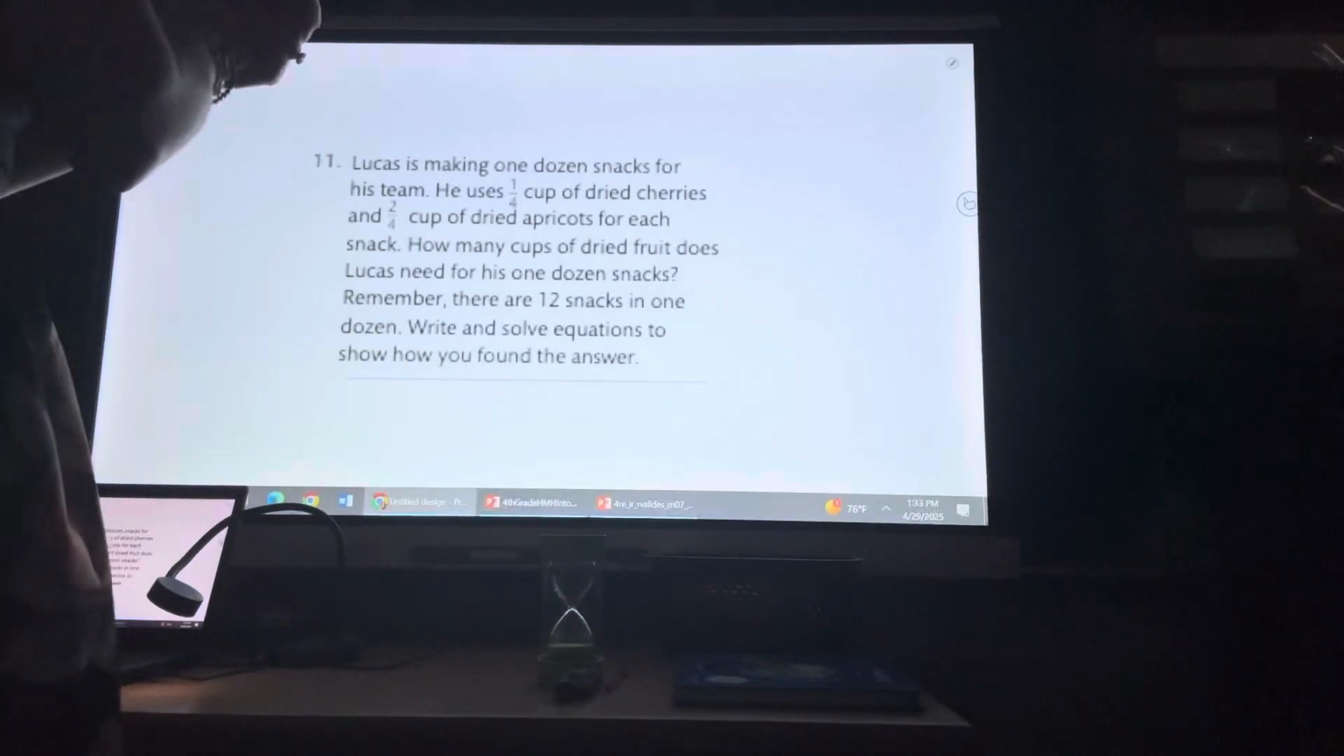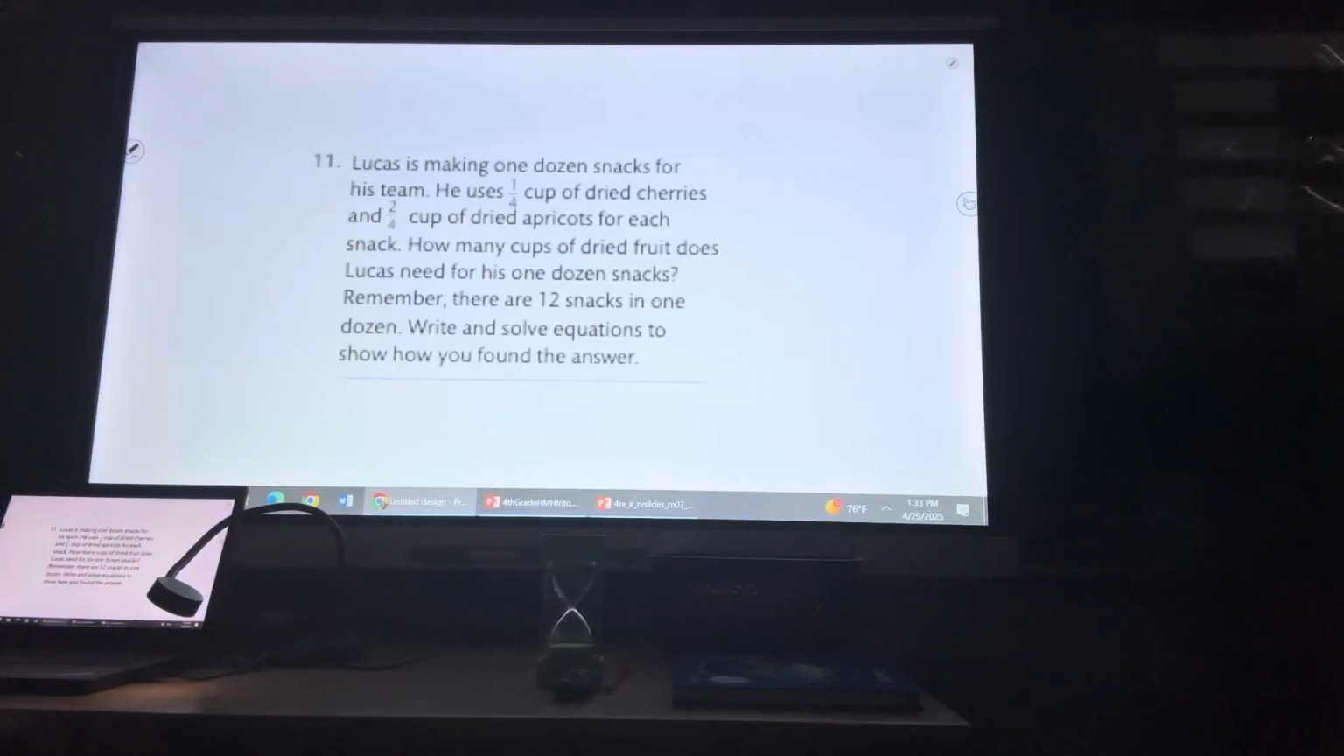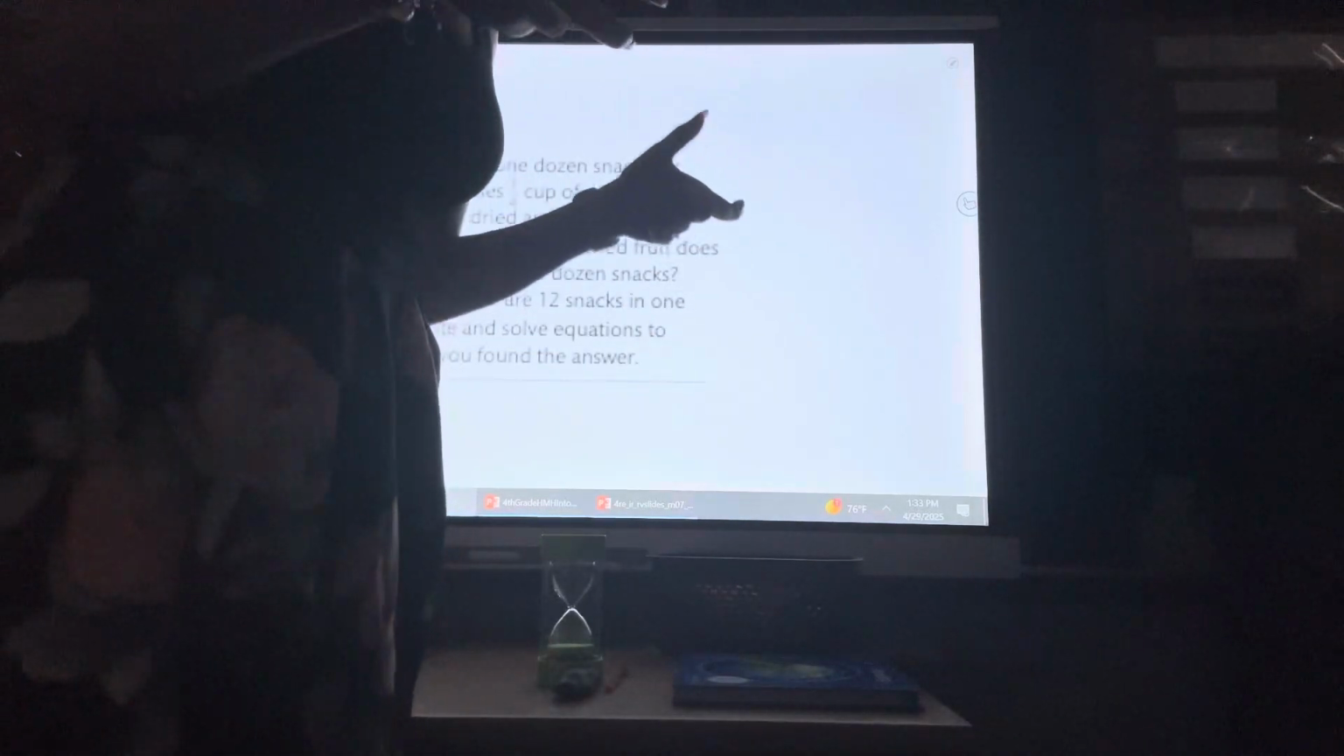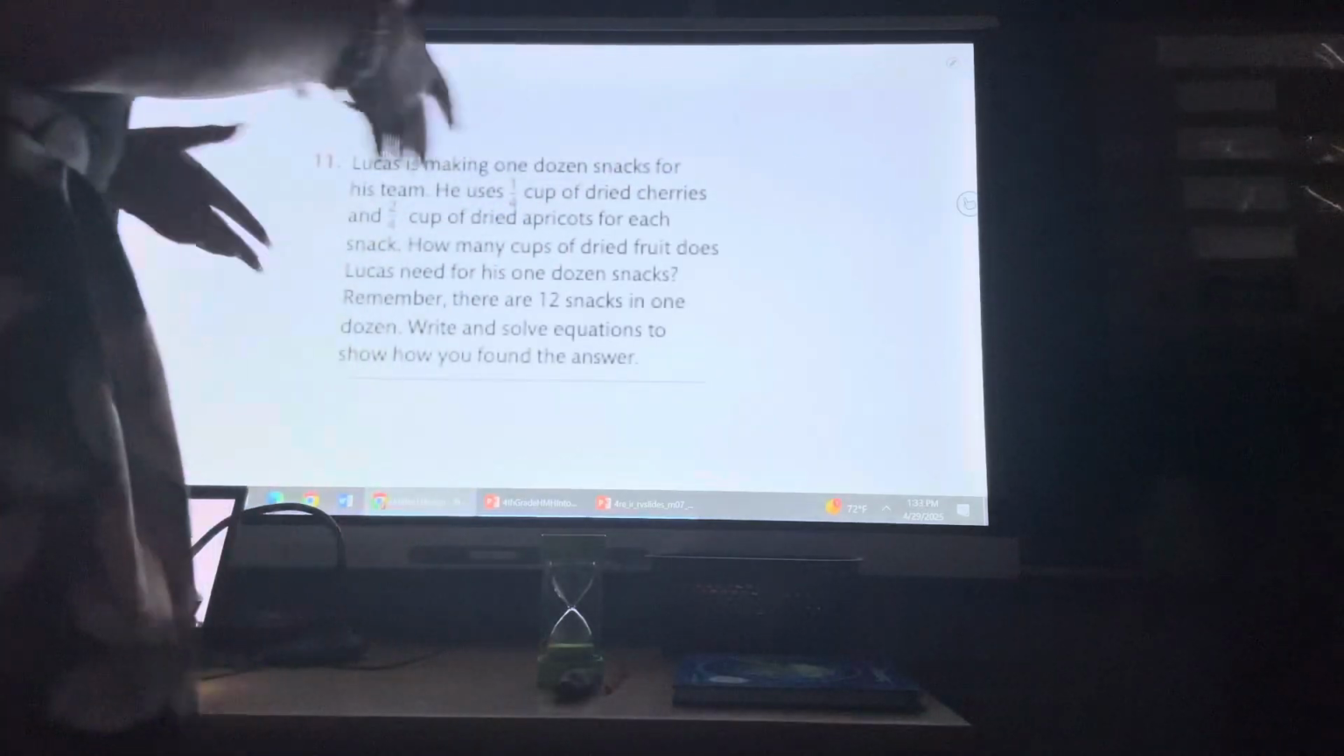Okay. Woo, all right. Lucas is making 1 dozen snacks for his team. He uses 1/4 cup of dried cherries and 2/4 a cup of dried apricots for each snack. How many cups of dried fruit does Lucas need for 1 dozen snacks? Now, this is very kind of them. Remember, there are 12 snacks in 1 dozen. When you buy a dozen eggs, it's going to cost you a lot of money, but there's 12 in a pack, okay? A dozen equals 12.